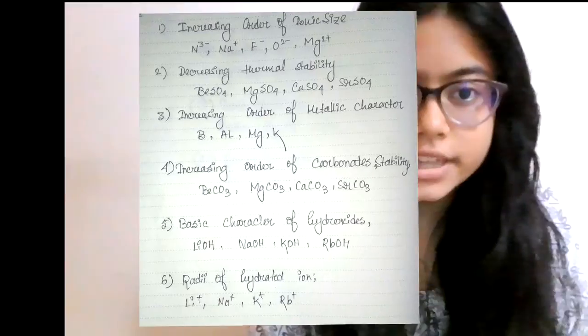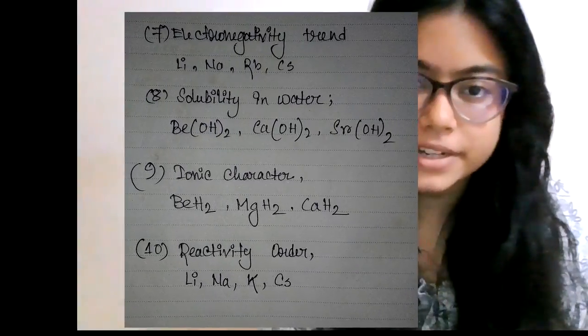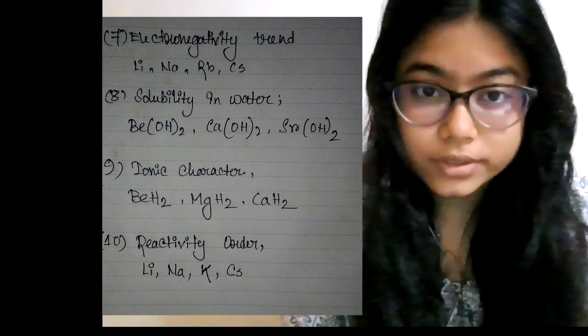In today's video, I will talk about the 10 most important trends in s-block elements, means in alkali and alkaline earth metals, group 1 and 2. I will discuss what the trends are and their explanations. Let's get started.